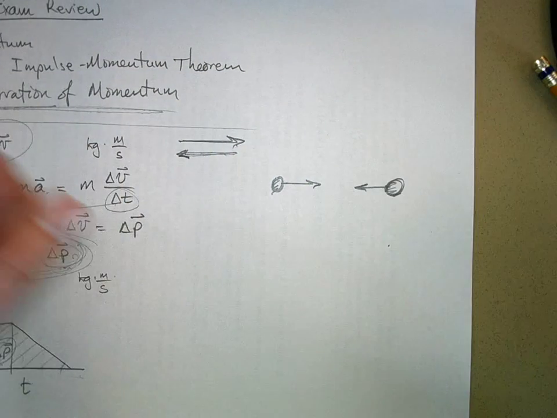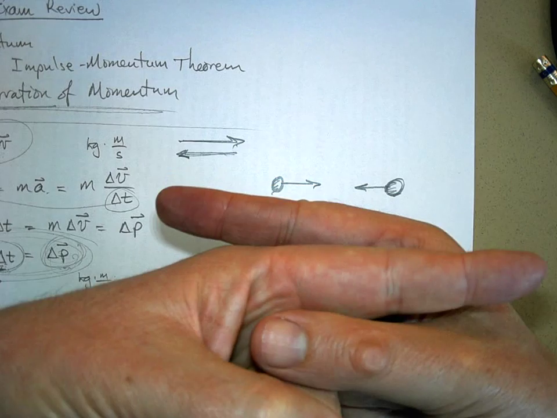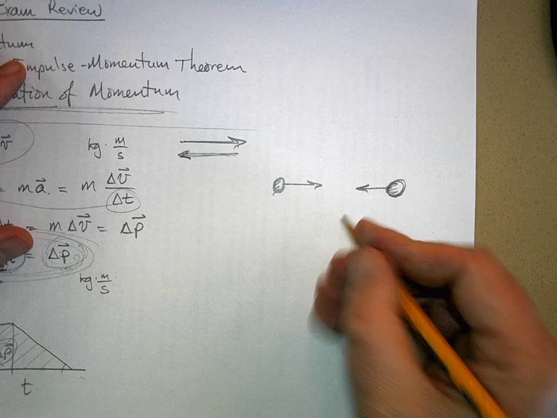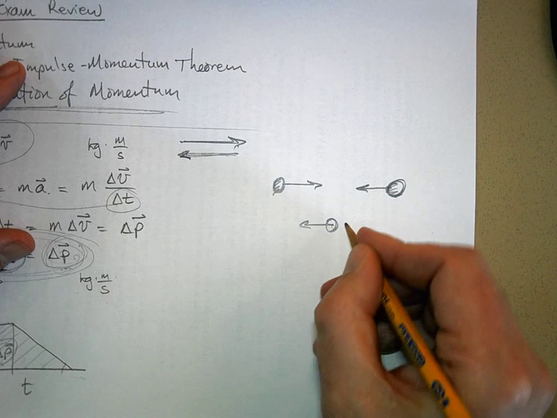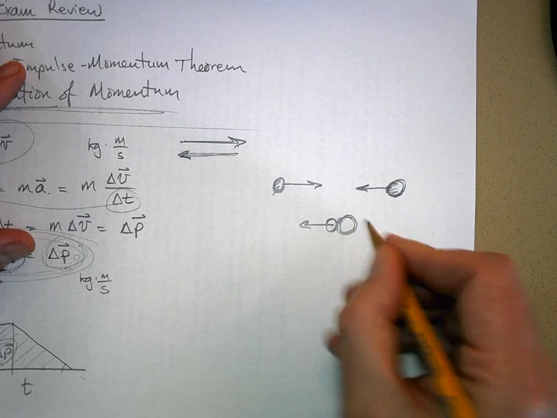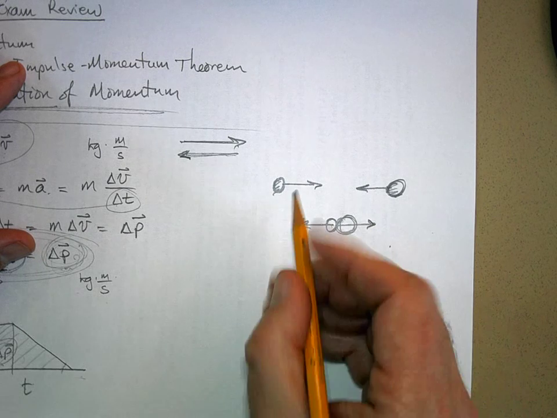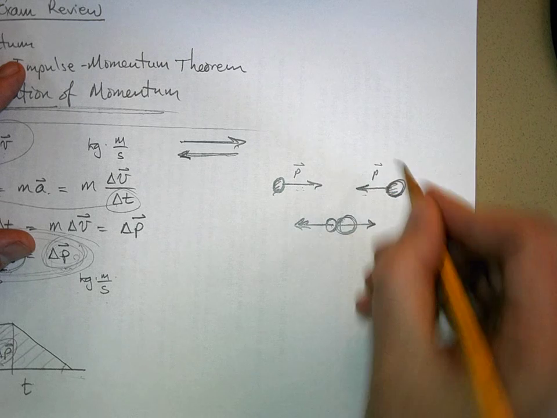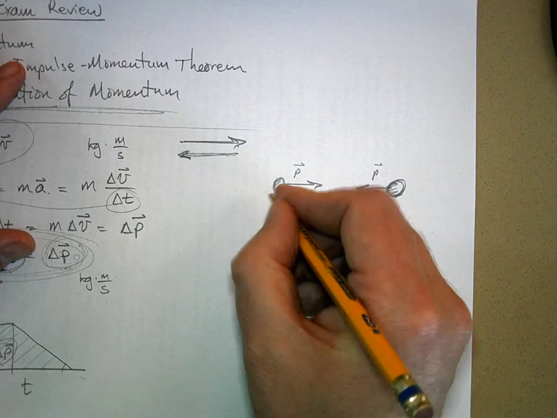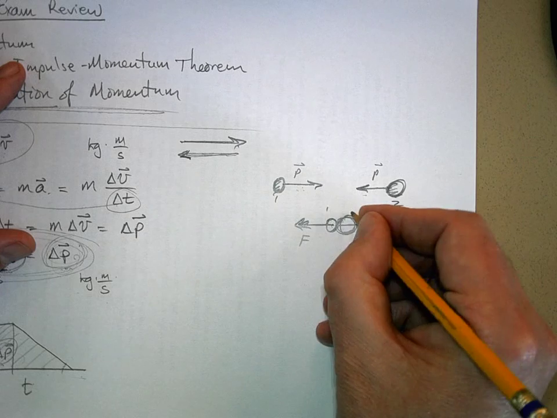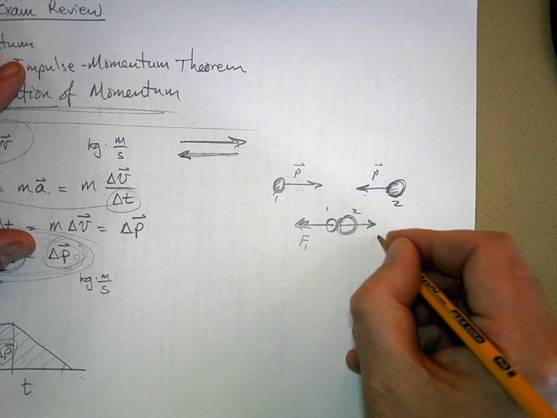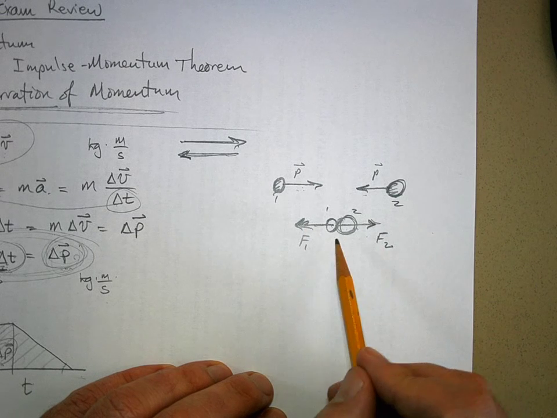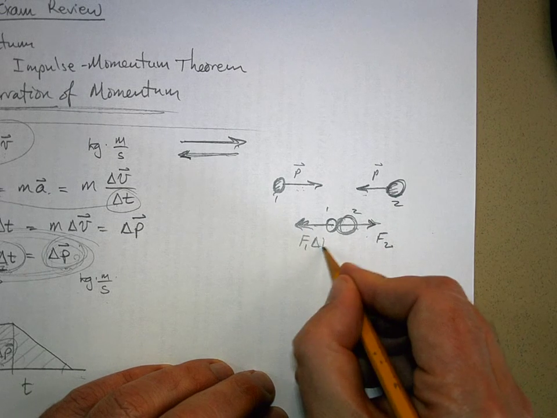Well, when they hit, they apply equal and opposite forces. That's Newton's third law, for an equal period of time. So during the collision, here's the force that they apply to each other, equal and opposite forces. Now, by the way, these arrows up here are the momentum arrows, but this is a force arrow here. Object 1, object 2, force on 1, force on 2. But these forces, which are equal and opposite, that's Newton's third law, apply for the same period of time.